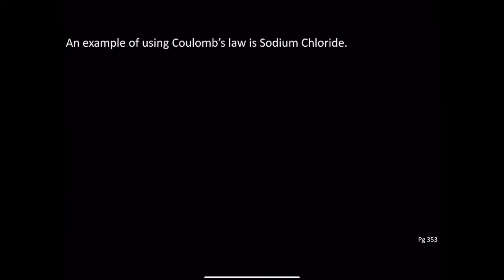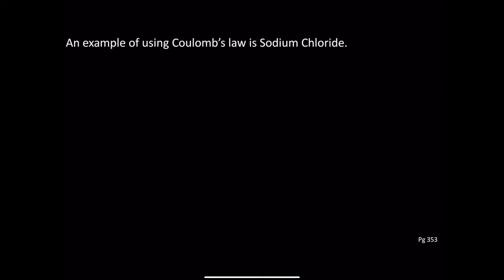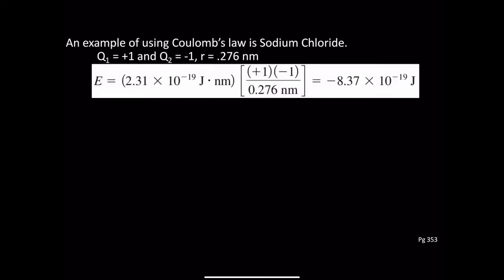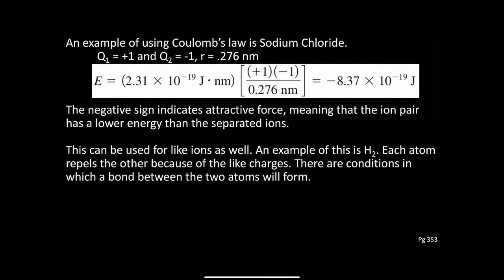An example of Coulomb's law is sodium chloride, right? So here we get it, and R is usually going to be given to us, 0.276. So again, that's the distance between the ion centers, or their nuclei. Okay, so it's 0.276 nanometers, and we can plug that into the equation and find the energy required to break the bond. The negative sign indicates the attractive force, meaning the ion pair has lower energy than separated ions. Okay, so ion pairs have a lower energy than the separated ions, which means they're going to actually bond to one another. This can be used for like ions as well.